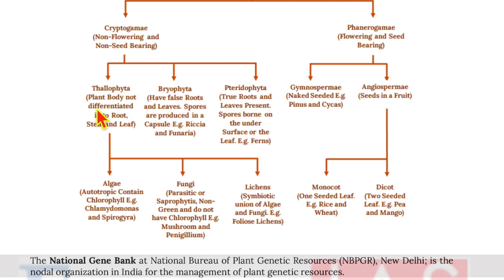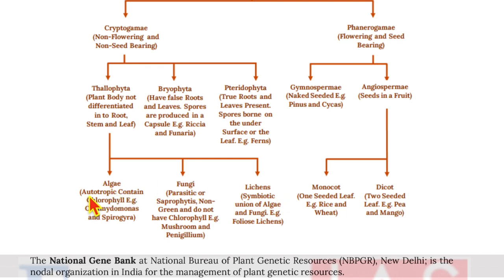Thallophytas are those in which the plant body does not differentiate into root, leaves, and stem. Bryophyta have false roots and leaves. Spores are produced in the capsule. Examples would be Riccia and Funaria. Now, pteridophyta have true roots and leaves present, but spores are borne on the under surface. Examples would be ferns. Now, thallophytas could be algae, fungi, or lichens.